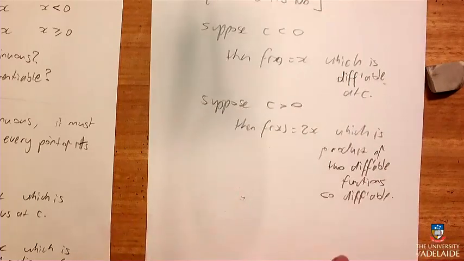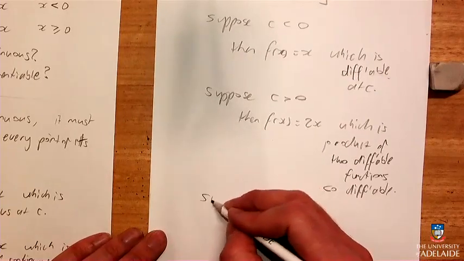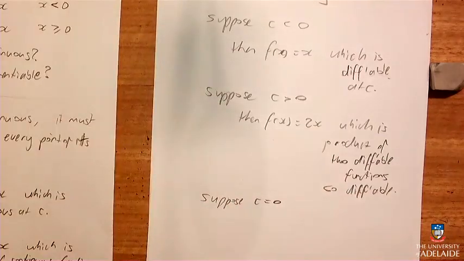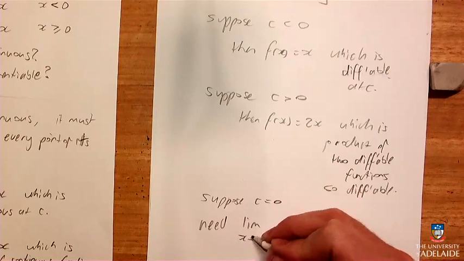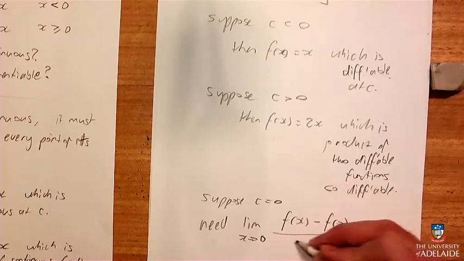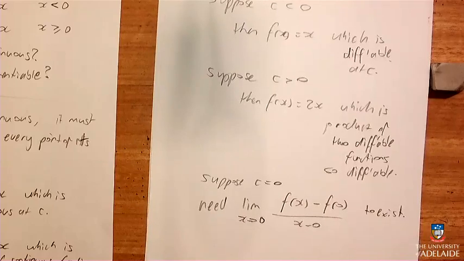Beautiful. I just put apostrophe-able. Remove letters, put an apostrophe. And now we're going to suppose, we don't need to suppose c equals 0, but it just fits with the pattern. So we're going to try and show it's not differentiable at c, which is 0, which means we're going to have to try and figure out what the limit is. So we need the limit as x approaches c, which is 0, of f of x minus f of 0 over x minus 0 to exist. That's what we need.